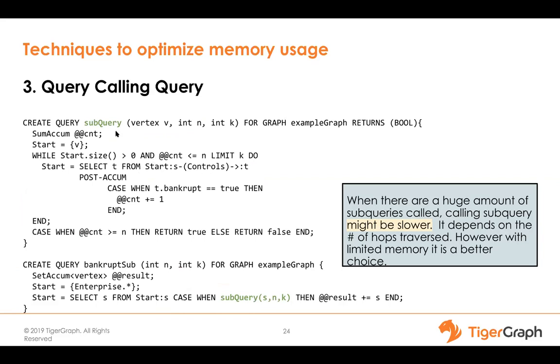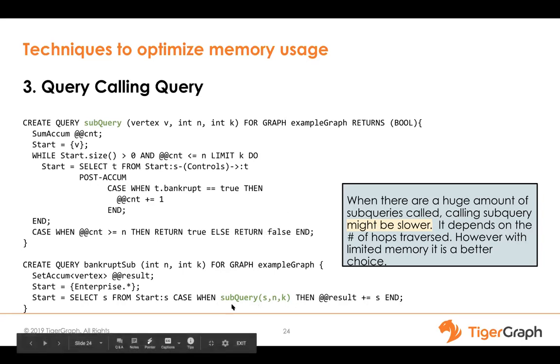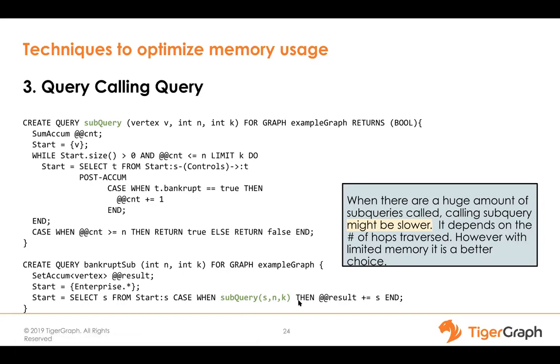And even better, the subquery memory will get released every time we call it, and only a very limited number of subqueries can be run in parallel. So doing query calling query can significantly save the memory. However, it doesn't guarantee you have better performance. It's kind of like trading performance for memory.